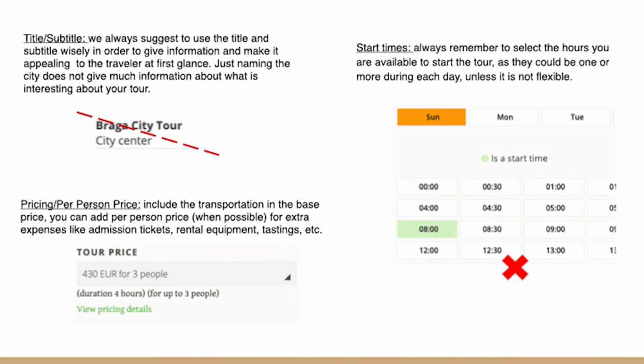For the title and subtitle, we always suggest to use the title and subtitle wisely in order to give information and make it appealing to the traveler at first glance.